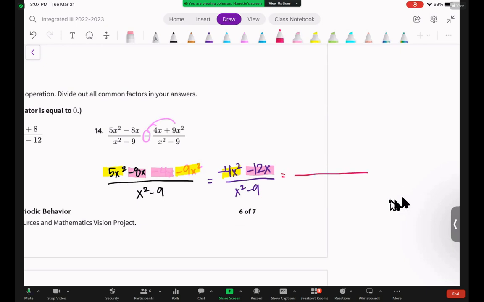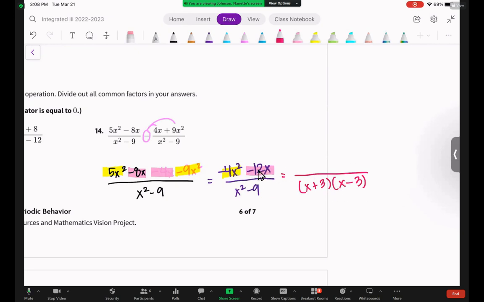So I know the bottom factors. This is a perfect square. This is a difference of squares: x plus 3, x minus 3. If you don't know that pattern, get used to that pattern. Whenever you see something squared minus something squared, then you could break it up into a difference of squares, right? So it's x plus 3, x minus 3. Same thing goes with this one.